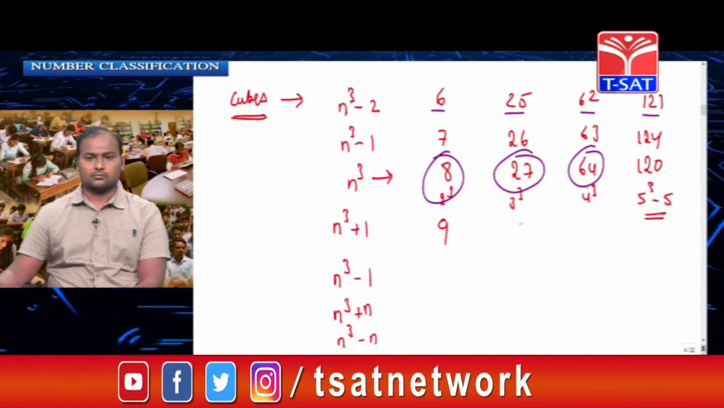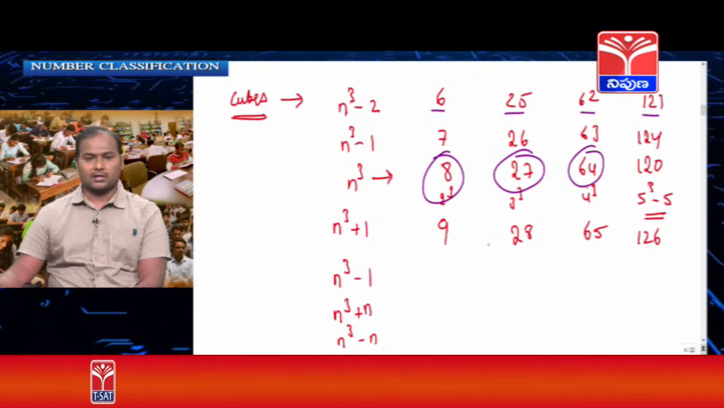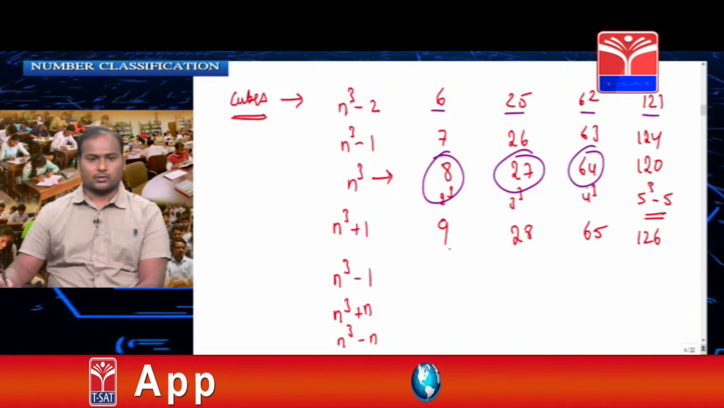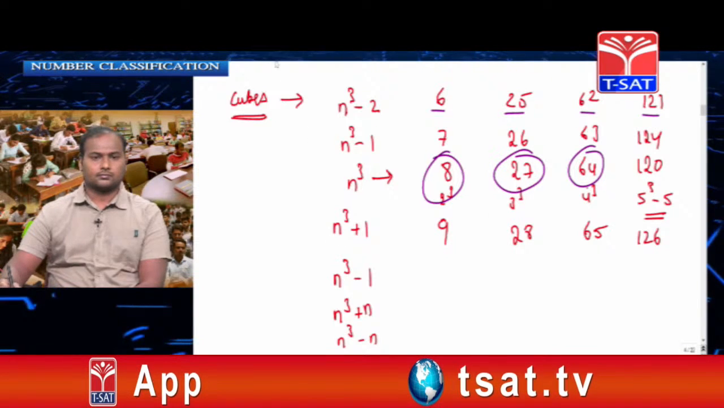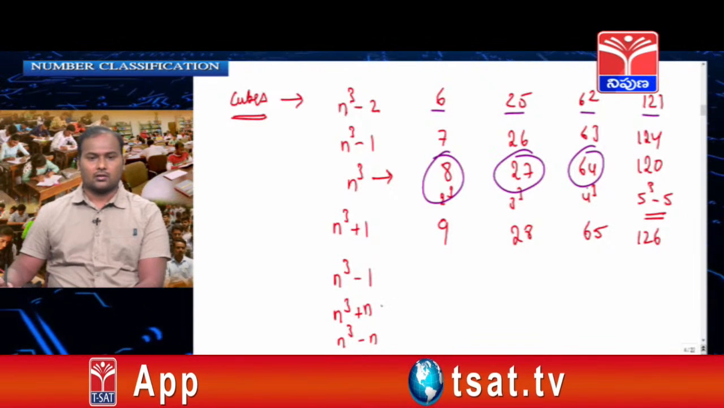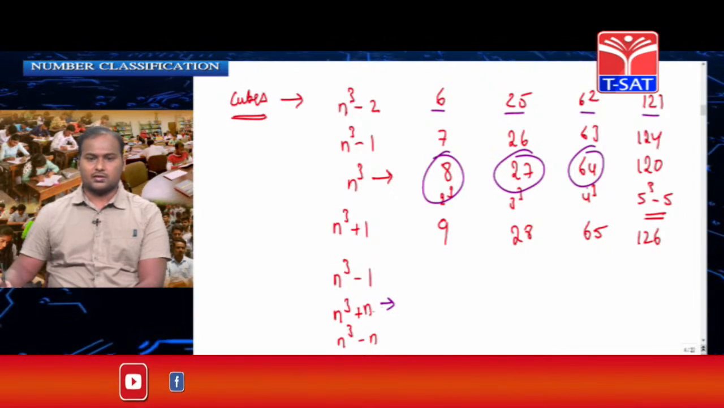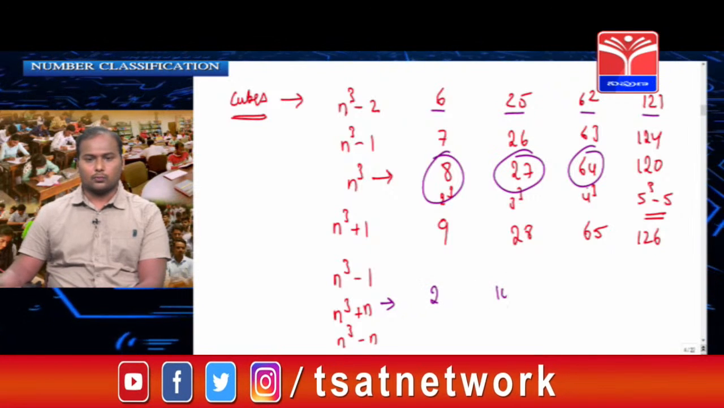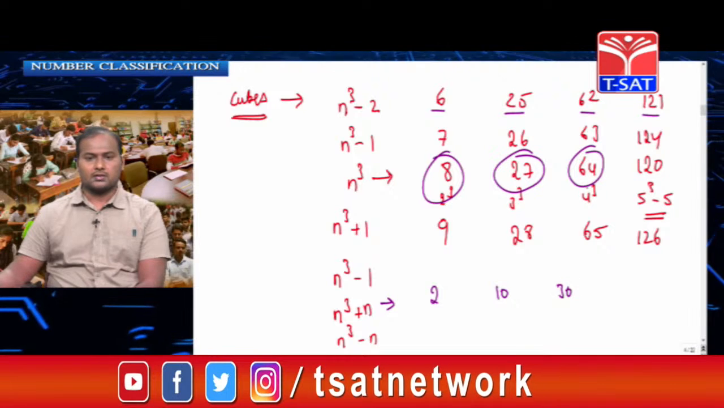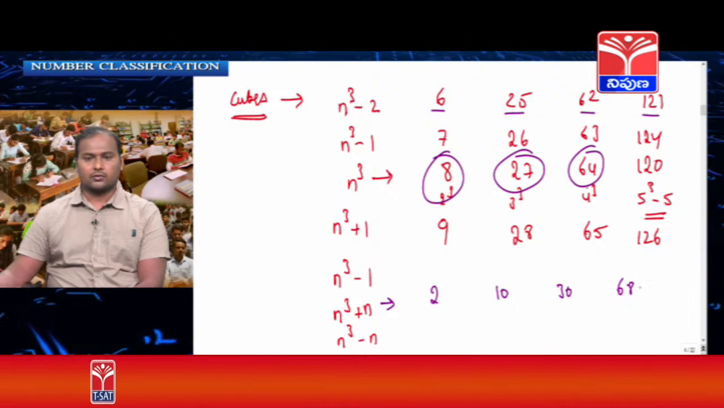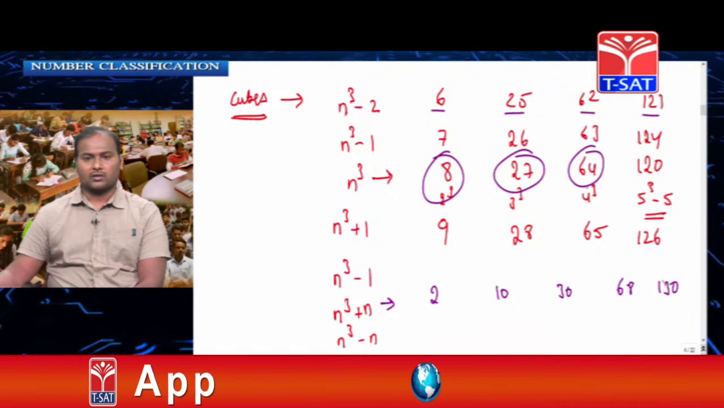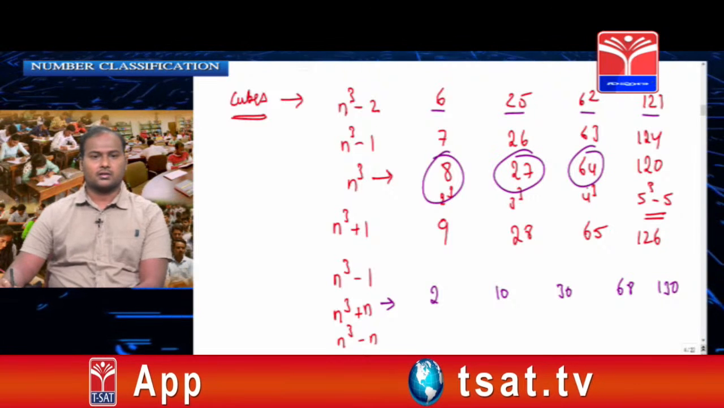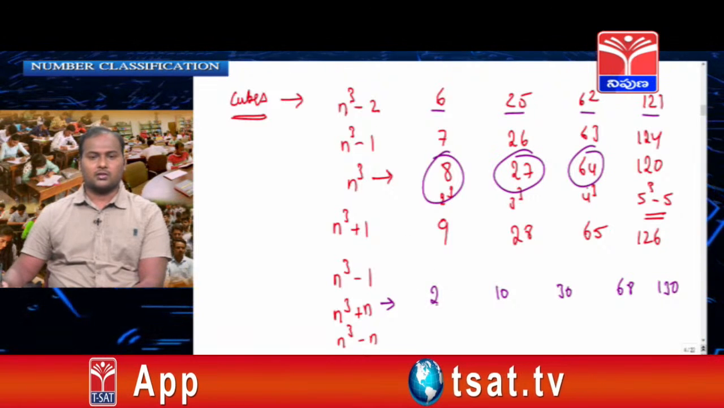So n cube plus 1, see, it will become n cube plus 1. So n cube minus 1. All these types you have to write in the notes itself. The moment you see n cube plus n, this is very important. So 1 cube plus 1, 2 cube plus 2, 3 cube plus 3, 4 cube plus 4, 5 cube plus 5. See, in this case also what I am saying is, just remember the range of the numbers.